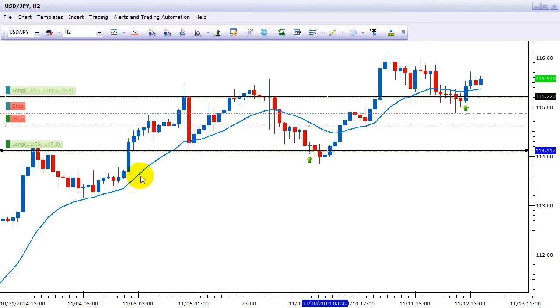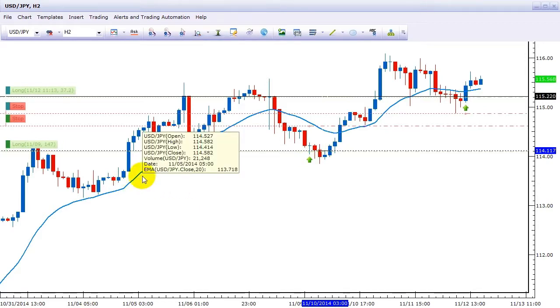My original stop was right about here, about 46 pips below. So I got in at 114.09. My stop was at 113.63, so 46 pips. And since the market took out the prior double top and highs and went past that, after that I adjusted my stop below here on this position.